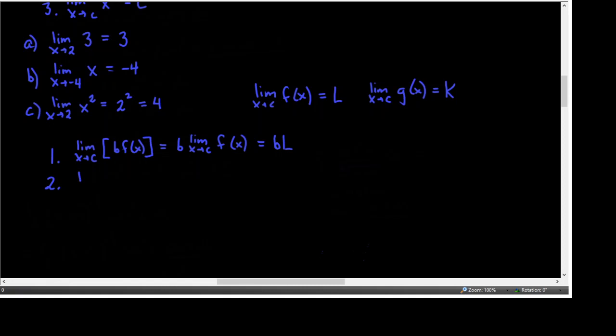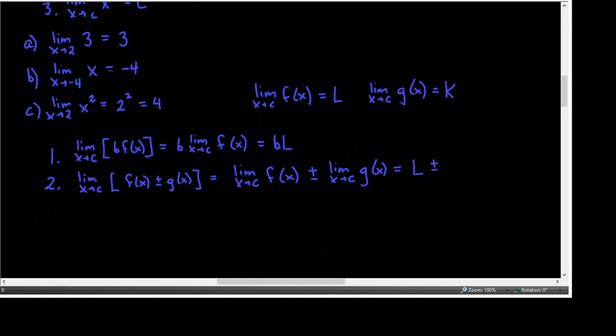Okay, the sum or difference property. If we have the limit as x approaches c of f of x plus g of x, or by the same token, f of x minus g of x, either one, then we can find that limit by taking first the limit of the first function and then adding or subtracting the limit of the second function, and using what we are given up above by substitution, we know the limit for f of x is L, plus or minus the limit for g of x is k.